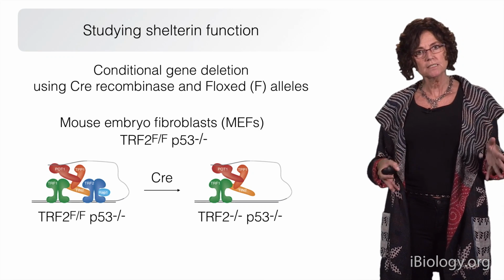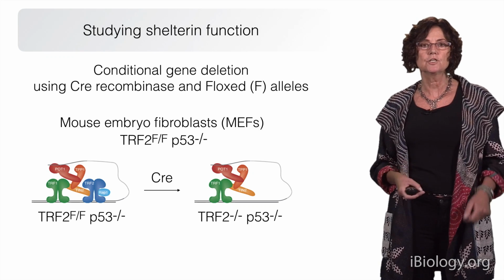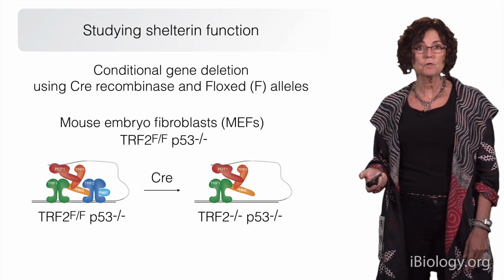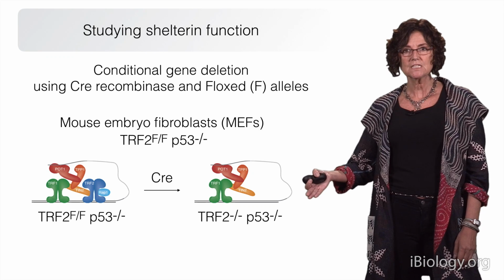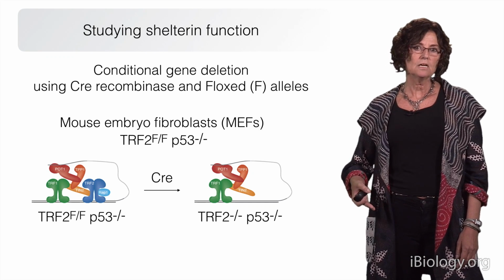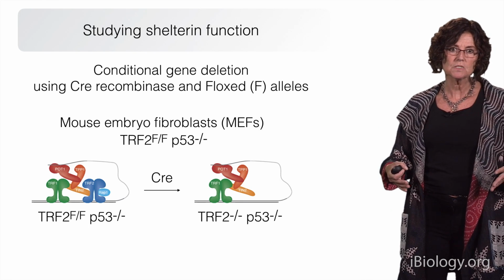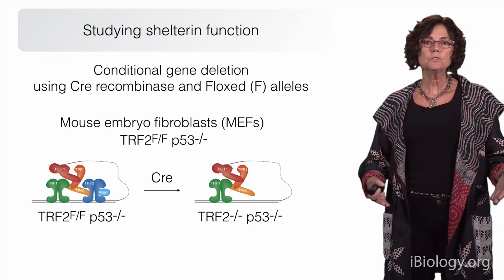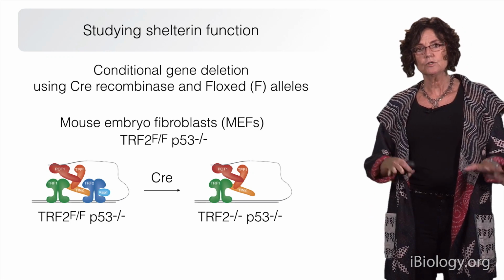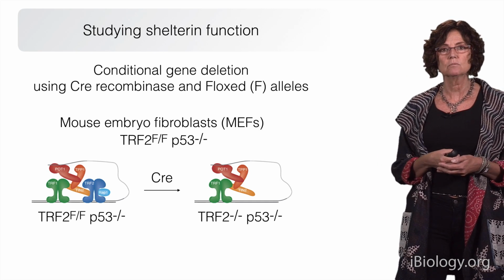And we can then take these cells and infect them with Cre recombinase, and the deletion will occur. The gene will be removed. Now, when we do these experiments, we always do them in cells that don't have p53. The reason is that when you remove Shelterin from telomeres, you get a DNA damage response. And in mouse cells, this will lead to arrest or apoptosis. We don't want that because then we can't study what's going on at the telomeres anymore.